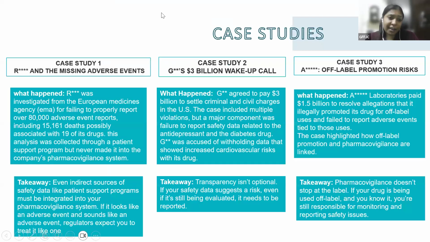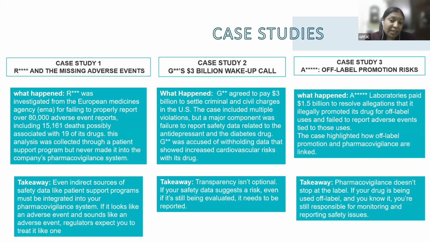Okay, so case studies, these are my favorite ones. There are a lot of case studies, but I've just given a couple of examples. So there was a company that had missing adverse events. For example, the European Union's EMA did an investigation on a particular company for failing to properly report 80,000 adverse events. And this is huge because those 80,000 also involved 15,000 deaths, which were possibly associated with some of their drugs, right? And this analysis was collected through a patient support program, and it never really got reported to the health authorities.